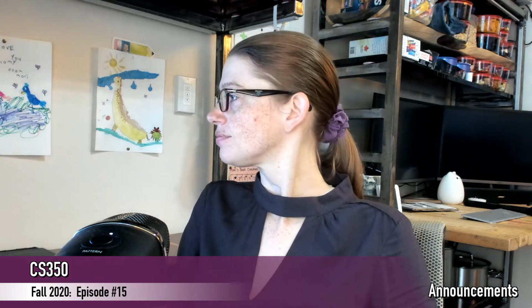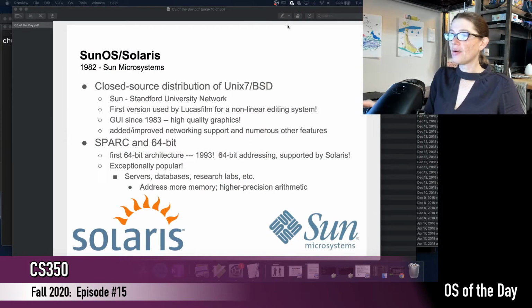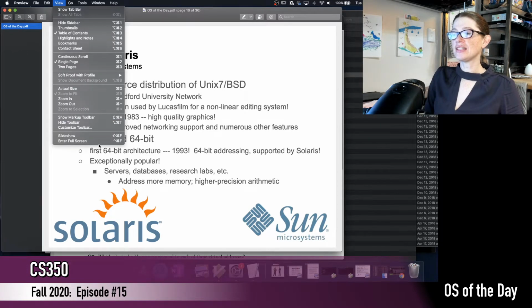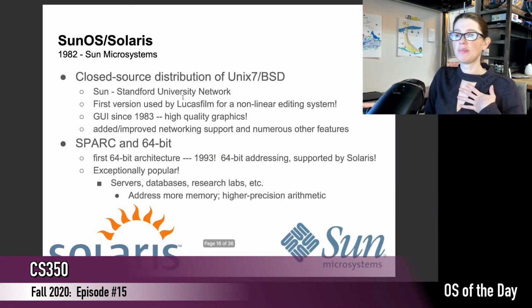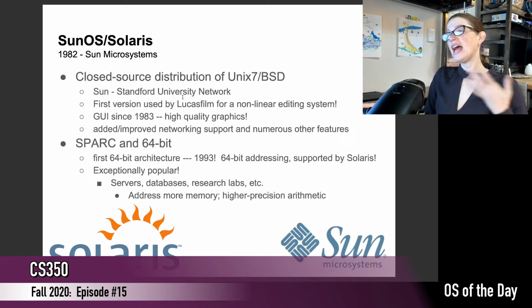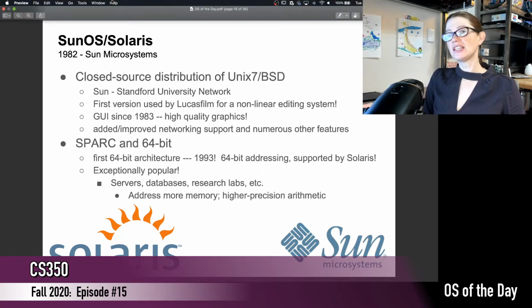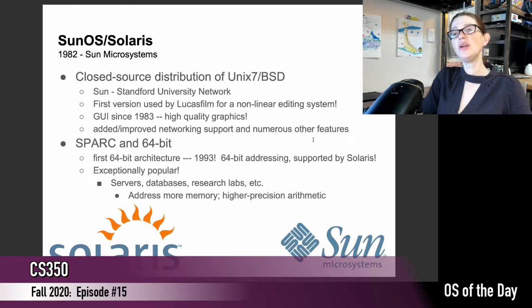But first, the OS of the day. So today's OS is of particular specialness, to me at least, and it's Sun OS, or Solaris as it became known in later days. This operating system was released in 1982, and it's a product of Sun Microsystems.